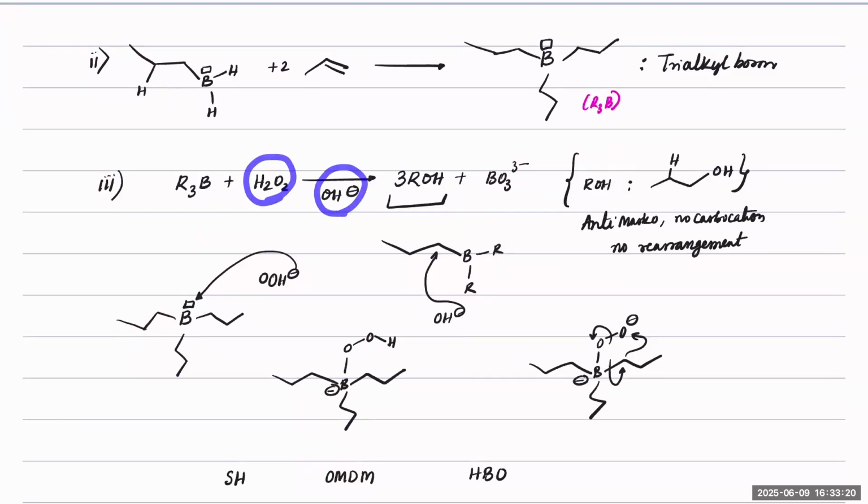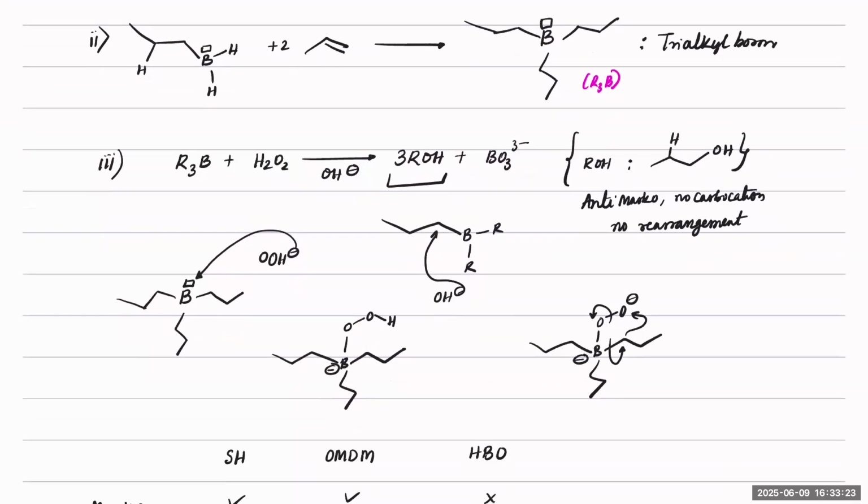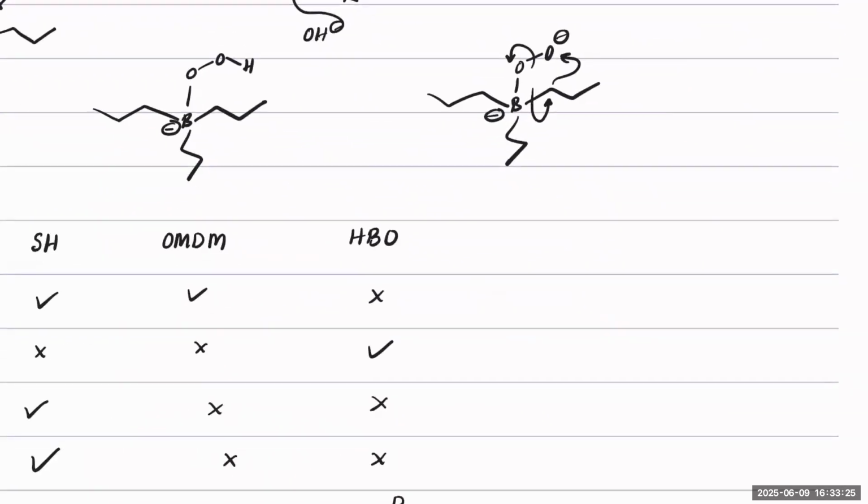OH minus. See, what does OH minus do? Check out here. Okay. HOOH. This is the peroxide, right? And peroxide is an acid. If I react in basic medium, it will become HOO minus plus H2O. Now this is a nucleophile where R3B will attack. It has an empty orbital and HOO minus will attack here.